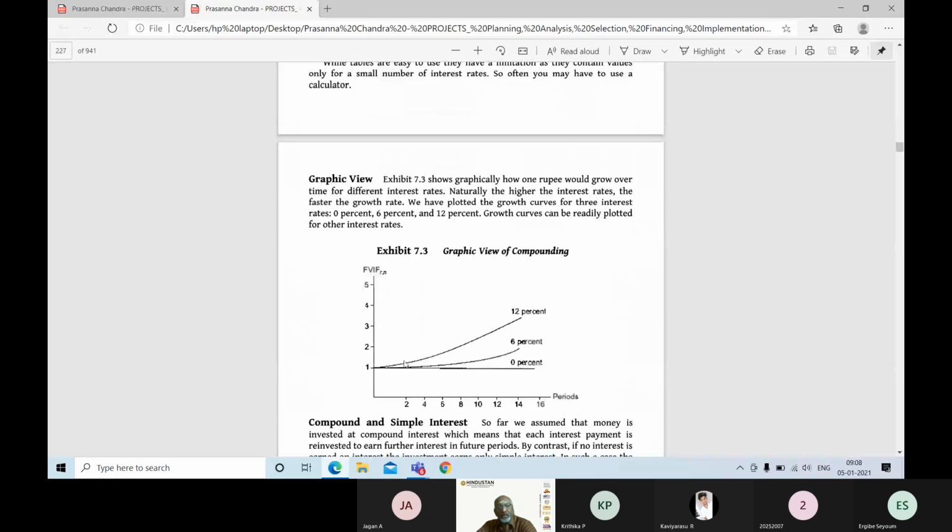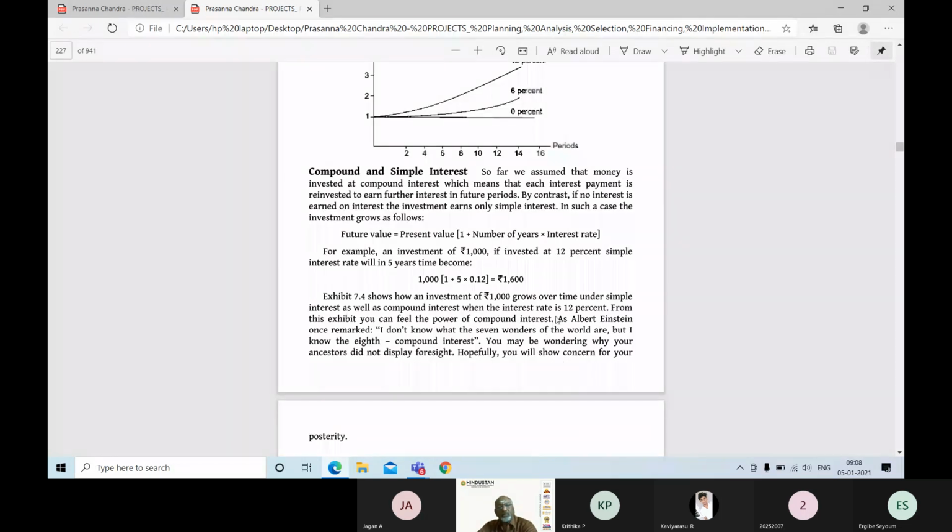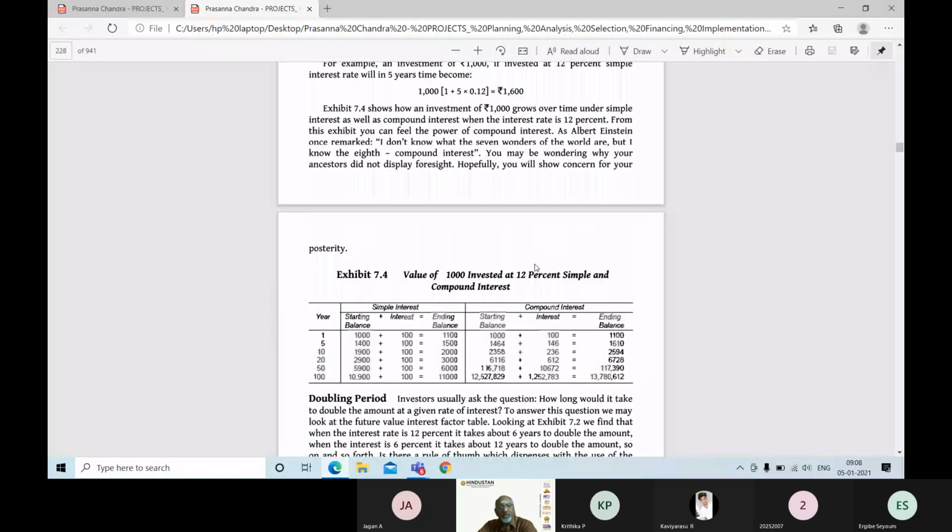Then the graphical view we also saw: whenever the interest rate is increasing, the graph rises and the amount will be more. As compound and simple interest, we also have to differentiate them. With simple interest, after a certain number of years, what is the amount that will come? After 100 years it will come to 11,000 rupees when you invest 1,000 rupees, because the interest is calculated only on the amount originally invested, and all of them are added together. Then it will come to 11,000 rupees.